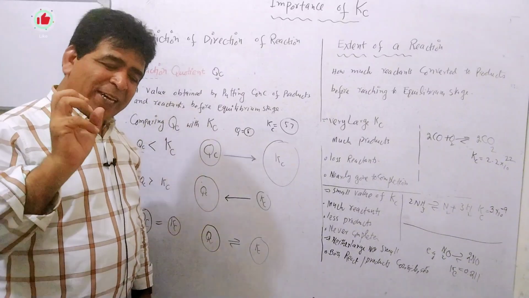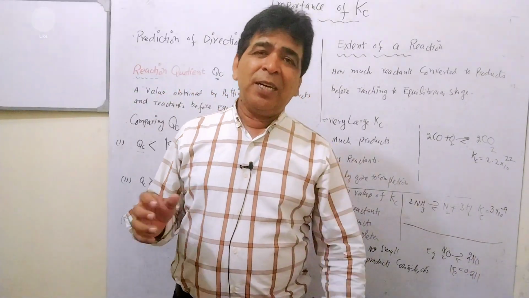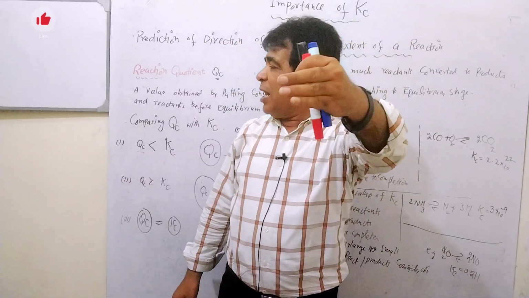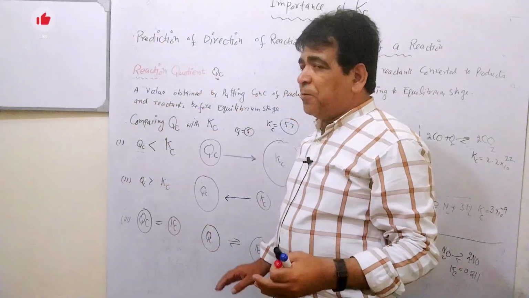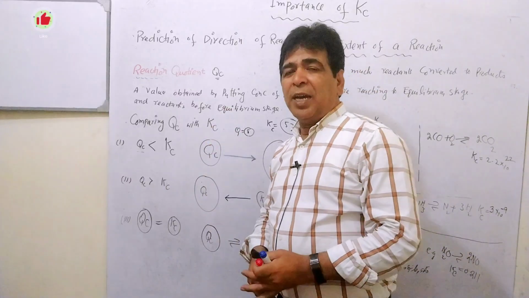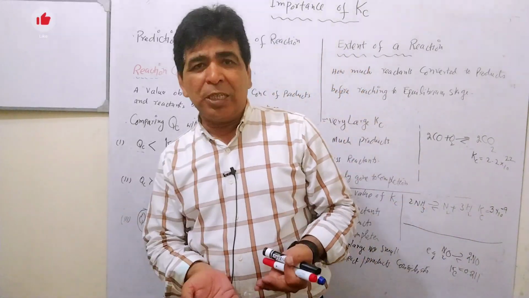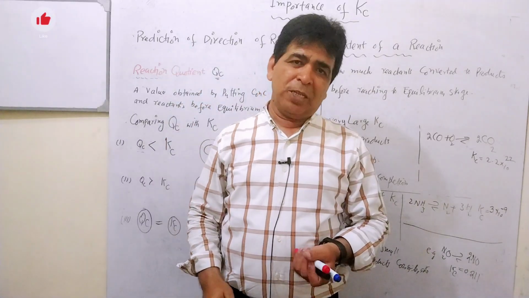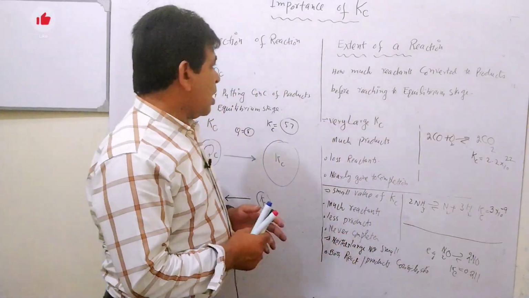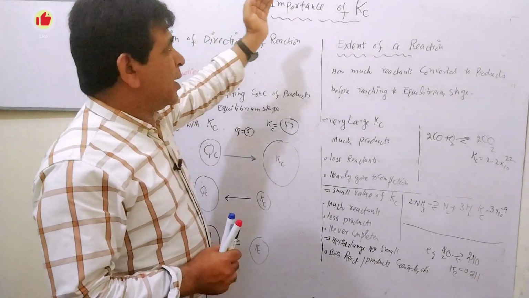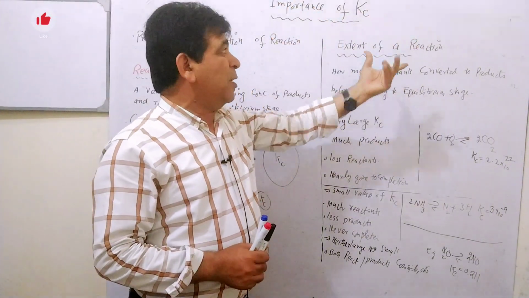Dear students, we can get the prediction that the rate of forward reaction at that particular moment is almost equal to the rate of reverse direction, as the Qc and Kc values are getting closer to each other. It means the reaction is near to equilibrium stage. Then the next important fact about the Kc is the extent of a reaction.